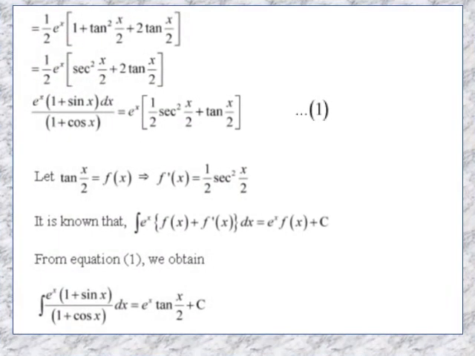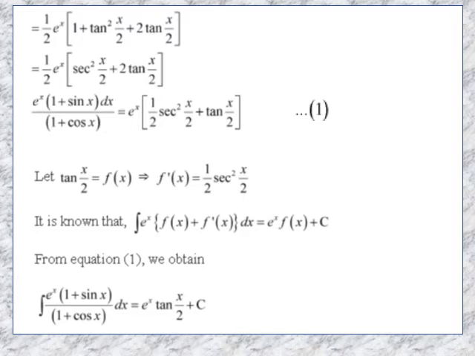So which can be written as half e power x into (1 plus tan square x by 2 plus 2 tan x by 2) using (a plus b) whole square. So this is half e power x (sec square x by 2 plus 2 tan x by 2), using the identity 1 plus tan square x by 2 is equal to sec square x by 2. So therefore the integral e power x (1 plus sin x) upon (1 plus cos x) dx becomes e power x (half sec square x by 2 plus tan x by 2).